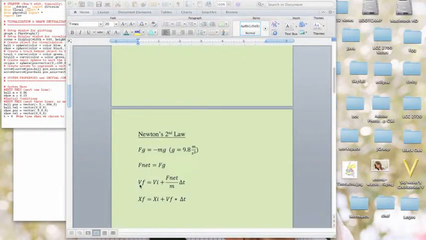And we will use Newton's second law to get the final velocity by computing the previous velocity and adding that to the net force of the object over the mass times delta t, and then we will get the new position by having that equal to the previous position plus the velocity just found times delta t.